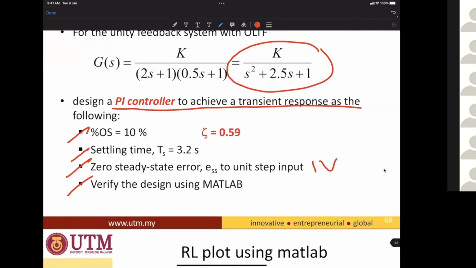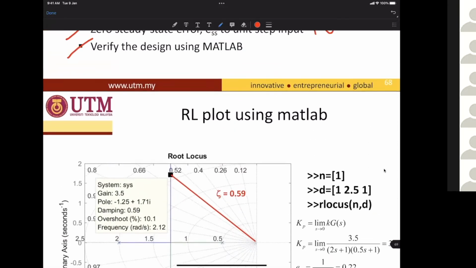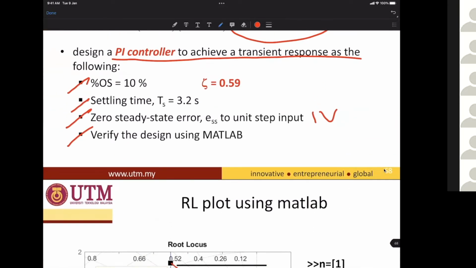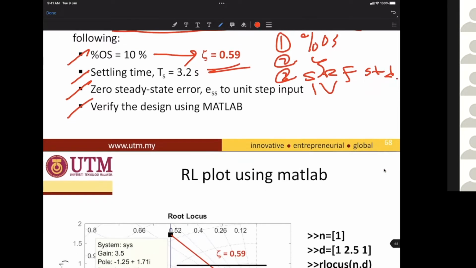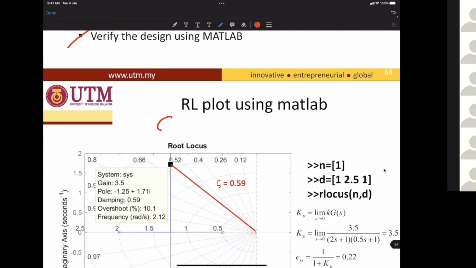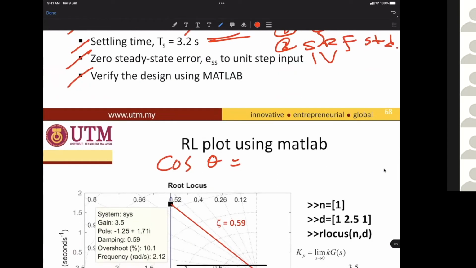Right. So kita draw and then 10% ni adalah kita akan dapat nilai zeta. Dia ada formula number 1 kan. Formula overshoot boleh pakai. Formula zeta dengan graph standard. Okay. So mana-mana boleh nak pakai as long as dapat zeta 0.59. Kemudian zeta 0.59 ni cos theta sama dengan 0.59. Okay. Jadi theta sama dengan apa?